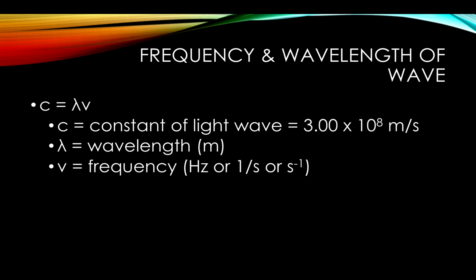quantum mechanical world. So we have c equals wavelength lambda times v, where c represents the constant of light wave, which is 3 times 10 to the 8 meters per second. Please remember the unit and the constant number. Lambda equals wavelength, and that has meters as a unit. And we have v as in frequency. In this case, the unit is hertz, or it can be called 1 over s, or s to the power of negative 1, whichever you like.